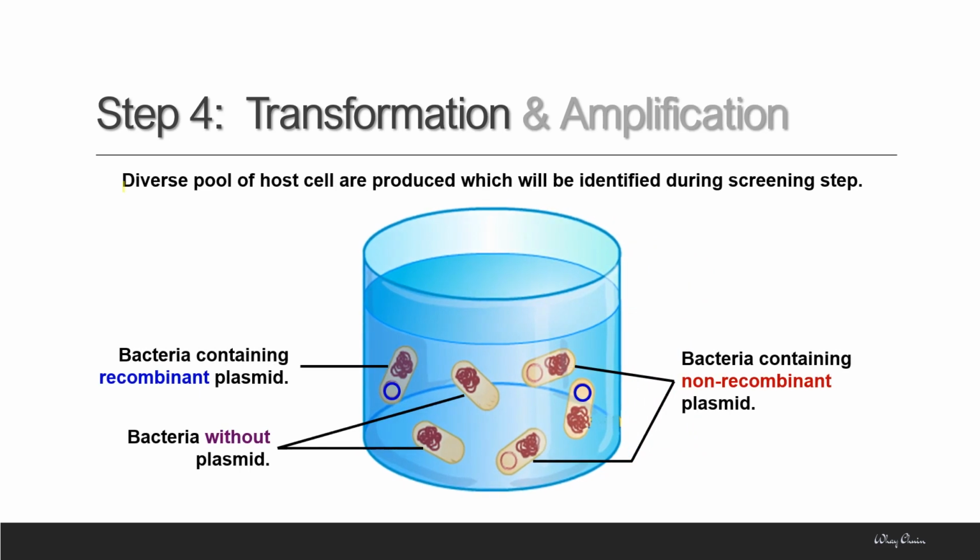Basically, there are three types of host cells produced at the end of the transformation. The bacterial cell containing the recombinant plasmid, that means the plasmid is inserted with a foreign gene, the gene of another species. Or the bacteria contains the original plasmid, which we call the non-recombinant plasmid. But some of the bacteria are unable to carry or be inserted with any plasmid. And these types of bacteria cannot be recognized by naked eyes. We have to identify the colonies through a screening step.